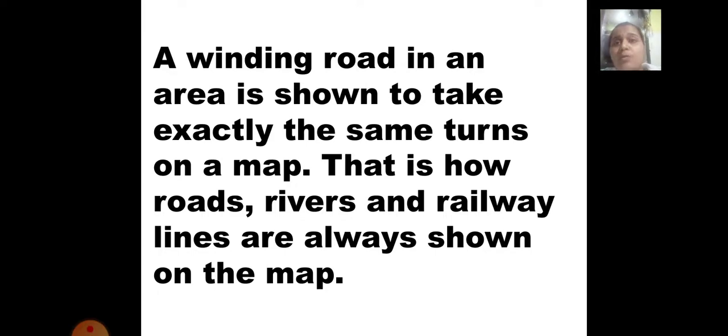A winding road in an area is shown to take exactly the same turns on a map. And to your surprise, a winding road which has many twists and turns is shown on the map with the exact direction and distance. That is how roads, rivers, and railway lines are always shown on the map. When you observe a map, you can refer to your EVS textbook later on. You can see that on the map railway lines are there, rivers are there, roads are there, and that also with the exact direction and location.